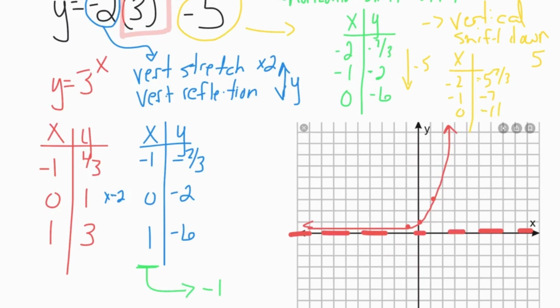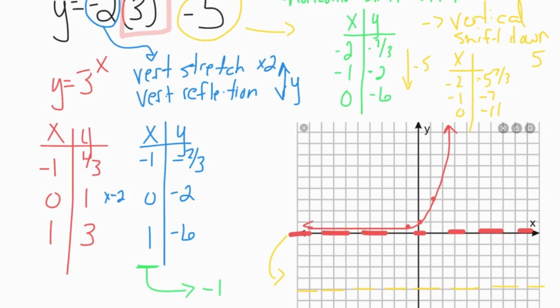Now, when you have a vertical shift up and down, that means that your asymptote also shifts up and down. So my asymptote goes down 5. 1, 2, 3, 4, 5. So my new asymptote is right here. And then I just graph my x's and y's.